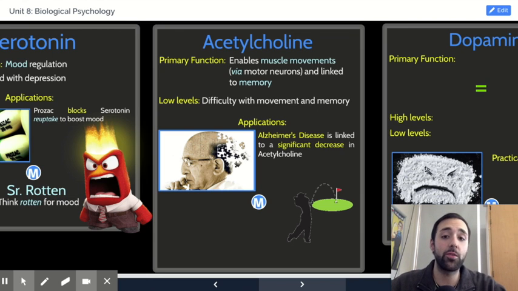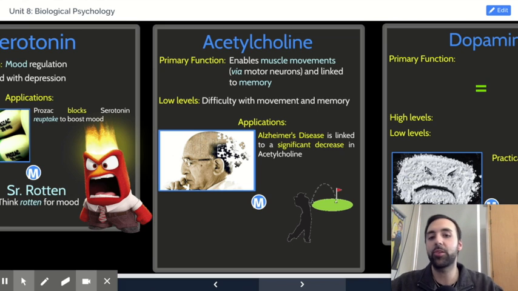Acetylcholine is also linked to memory. There's a very strong correlation between a significant decrease in activity with acetylcholine and Alzheimer's disease. Those of you who have familiarity with Alzheimer's disease probably readily know that one of the significant symptoms of Alzheimer's disease is a massive deterioration in memory, particularly in the formation of new memories, but also some long-term memory deterioration as well. So there's a really strong link between acetylcholine and Alzheimer's. And as you might imagine, low levels of acetylcholine would inhibit movement and obviously, as we just alluded to, memory.